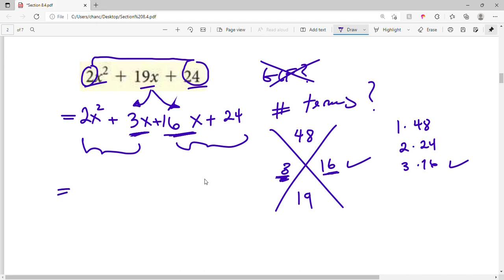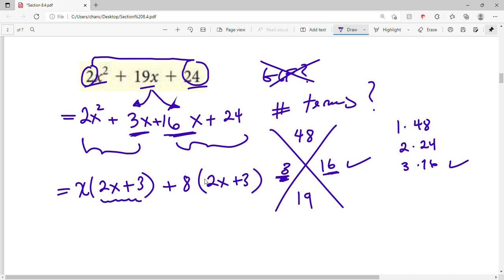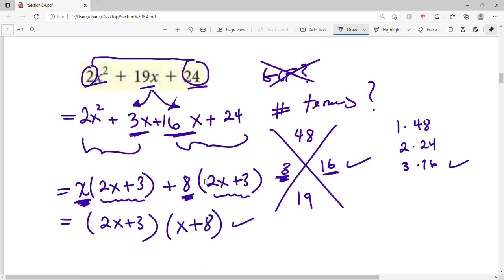The first pair has a common factor of x, leaving us with a 2x plus 3. The second pair has a common factor of 8, leaving us again with 2x plus 3 as the remaining factor. Since these two are the same, I know I did it right. I can factor out 2x plus 3, leaving me with an x plus 8. And now this problem is factored completely.